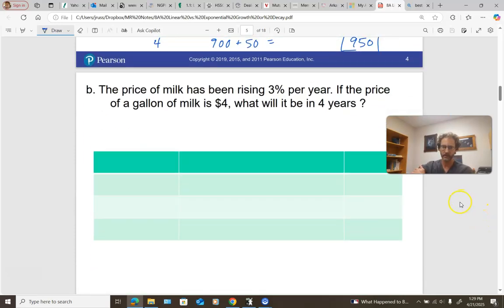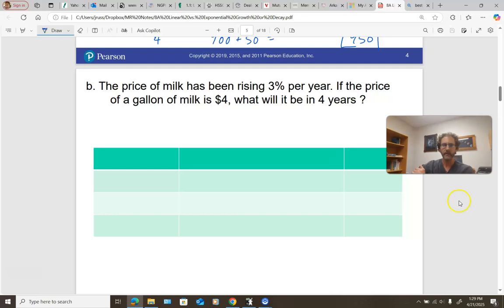All right, well, let's look at another one then. This next one's an example of exponential growth. And it's growth because it says the price of milk has been rising 3% per year. Okay, it's exponential, guys, because of the percent. It's not increasing or rising by a fixed amount, rather a percentage, a relative percentage. Okay, so this is exponential. And we'll be able to derive a formula for this as well.